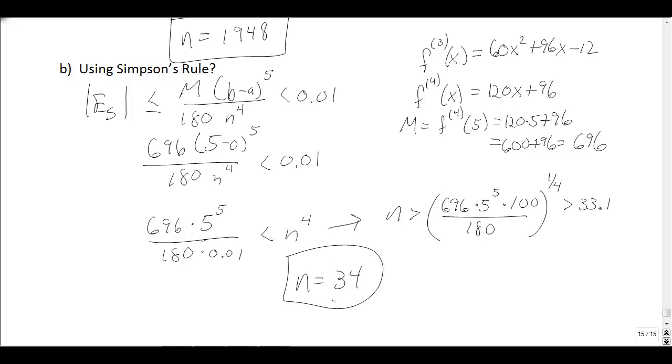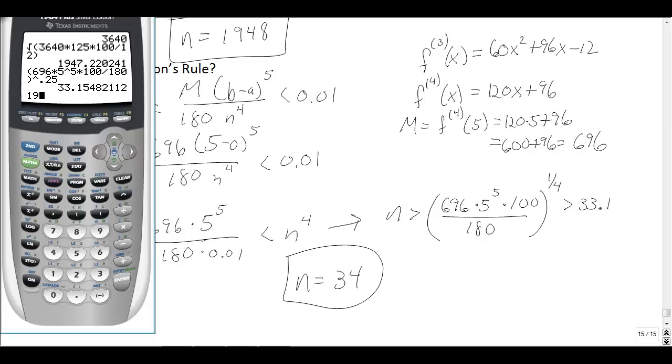This is certainly within the realm of doing this on a computer here, particularly if you're going to repeat this a bunch of times. 34 is what, like maybe a factor of 60 from 1948? Let's check that. 1948 divided by 34. Yeah, something like 57. So something like a factor of 60, you're saving in number of iterations.